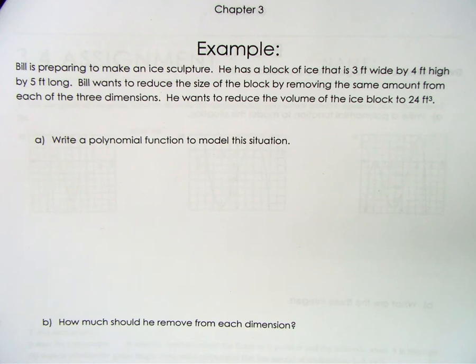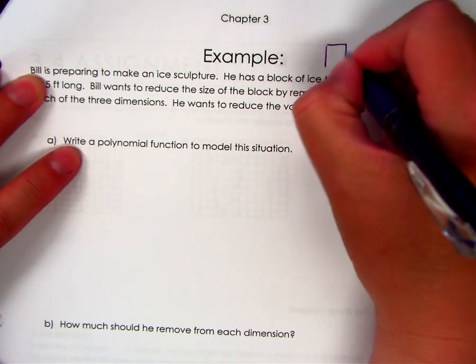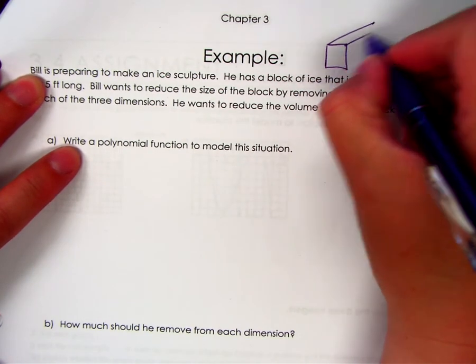Okay, Bill is preparing to make an ice sculpture. Good job, Bill. He has a block of ice that's 3 feet wide by 4 feet high by 5 feet long. Bill wants to reduce the size of the block by removing the same amount from each of the 3 dimensions. He wants to reduce the volume of the ice block to 24 cubic feet. Got it? I love it.